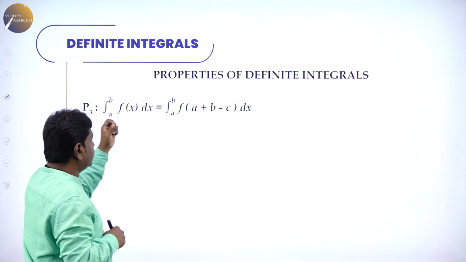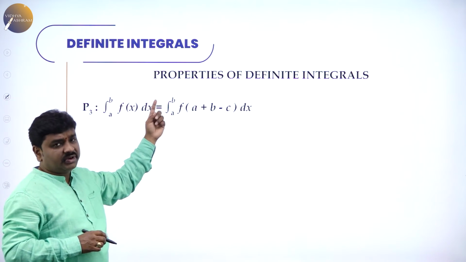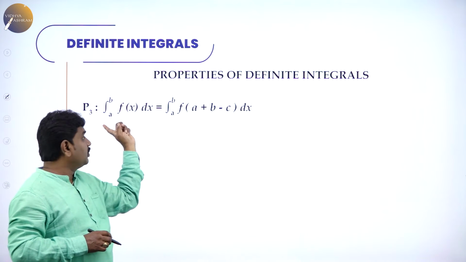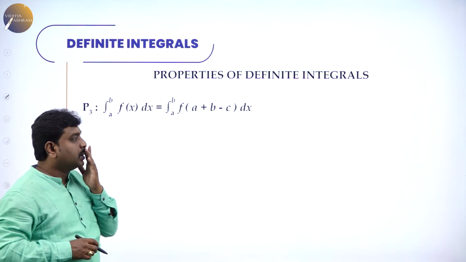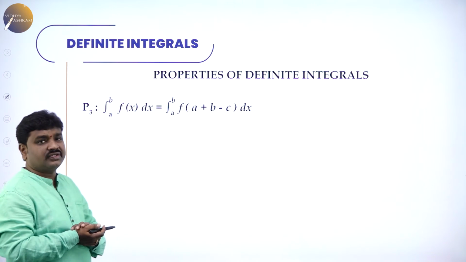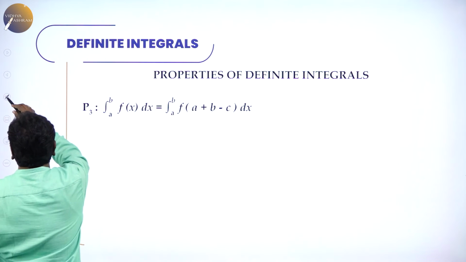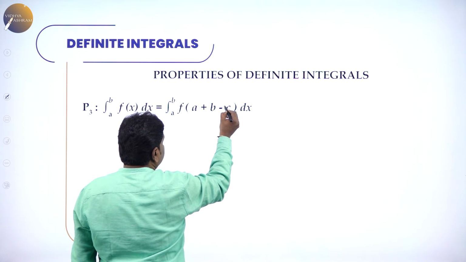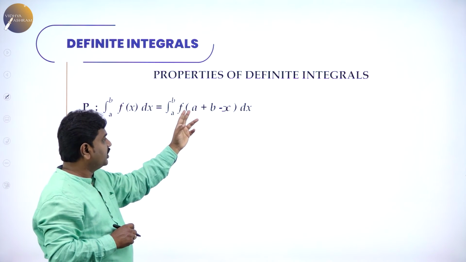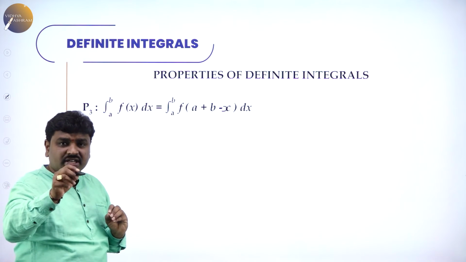Then we have P3, most important. Integration of a to b f of x dx can be written as integration of same a to b, instead of x, we'll write a plus b minus x. Instead of x, write what? Lower limit plus upper limit minus x: a plus b minus x. Now, we'll take RHS and we'll arrive at LHS. Because RHS contains the internal term, see here, a plus b minus x. So integral of a to b f of x dx can be written as integral of a to b f of a plus b minus x dx. So replace x with a plus b minus x. That is the thing. Take RHS and arrive at LHS.